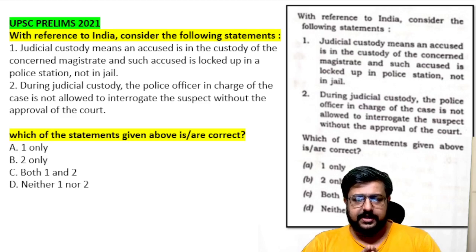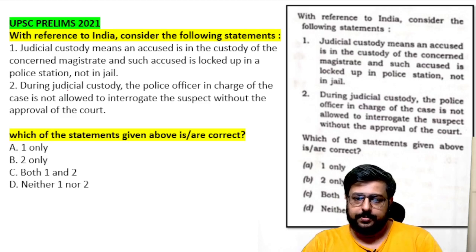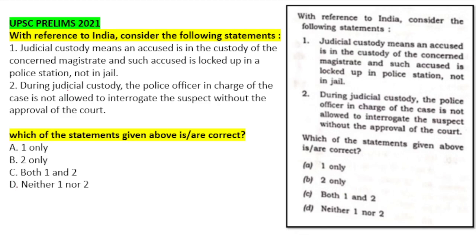So here, if you see judicial custody, I have given the text and also the screenshot from the previous year question. The first statement: with reference to India, consider the following statements. Judicial custody means an accused is in the custody of the concerned magistrate. Up till here, it is correct. Judicial custody means an accused is in the custody of a concerned magistrate and such accused is locked up in the police station and not in jail. This is where it is wrong.